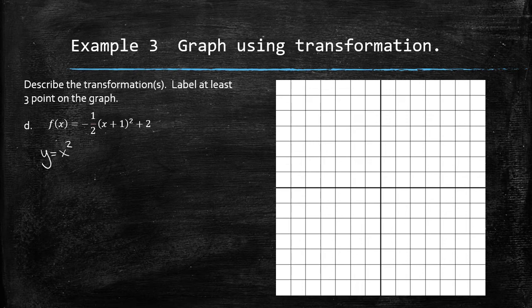Okay, we have 4 transformations actually. Okay, so the negative out front is going to reflect it about the x-axis this time. The 1/2, remember this is also a vertical change, so it's just what you think. So since we're multiplying by 1/2, this is going to be a vertical compression.